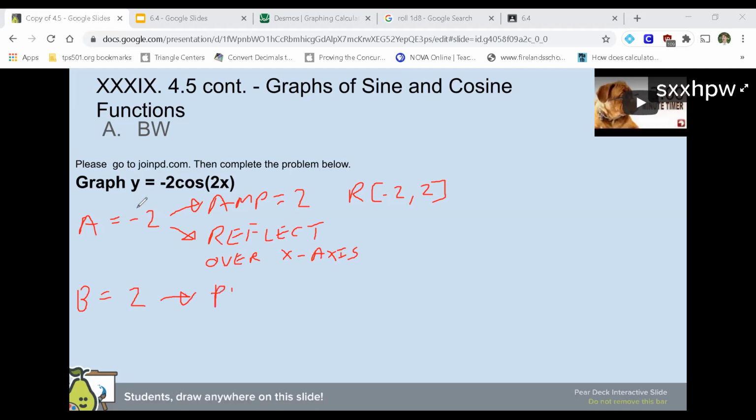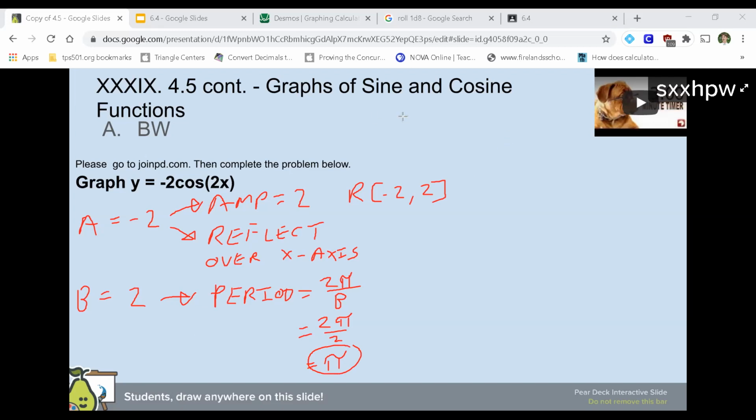I'll do this one. B value tells you the period of the function. And you have to use a formula for this. The period is 2 pi divided by b. So for our problem, that'd be 2 pi divided by 2, which is pi. So basically, that tells us that the cycle this time is not going to be from 0 to 2 pi, it'll be from 0 to pi. All right, so we're then going to use this to graph.